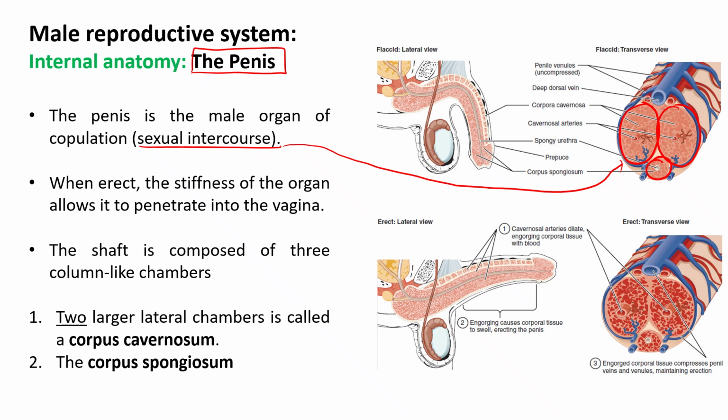The 2 on the top are called the corpora cavernosa when you talk about them together, or corpus cavernosum if it's singular. So it has 2 corpora cavernosa, and at the base, or the bottom, inferior to that, we have the corpus spongiosum. As you can imagine, the urethra is the structure that passes through that corpus spongiosum. That specific portion of the urethra is called the spongy urethra. And now you know why it's called spongy urethra.